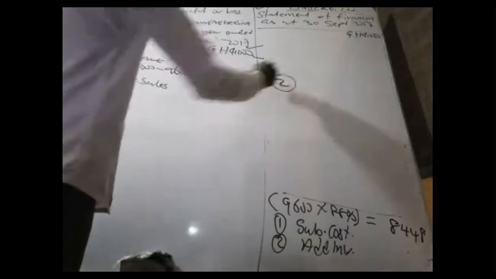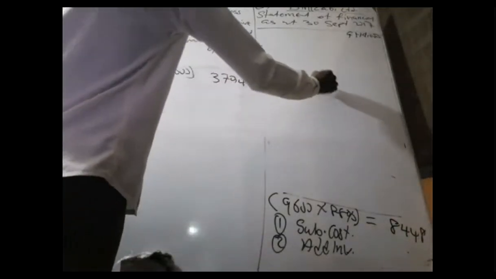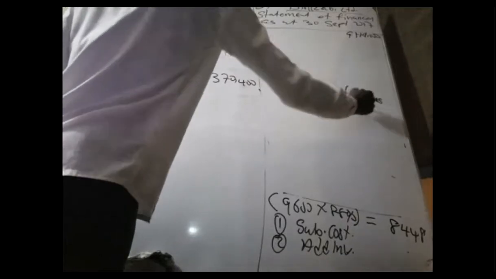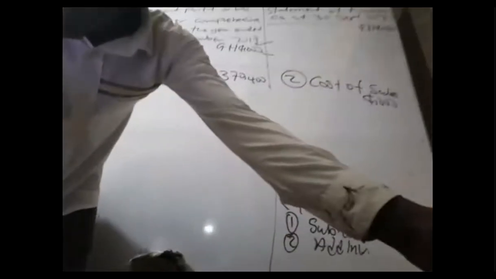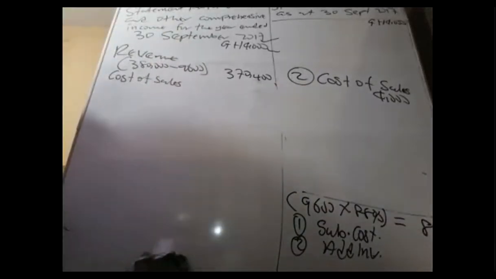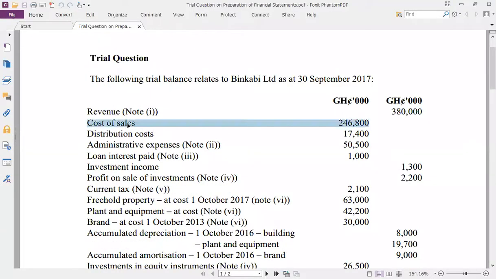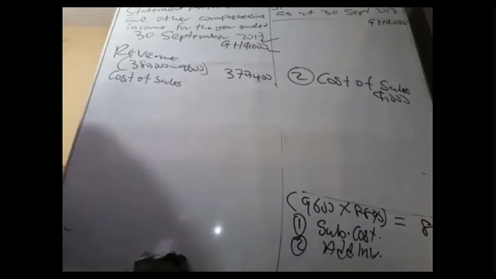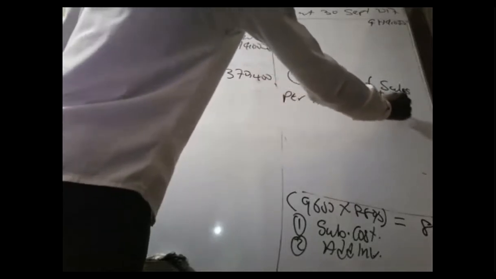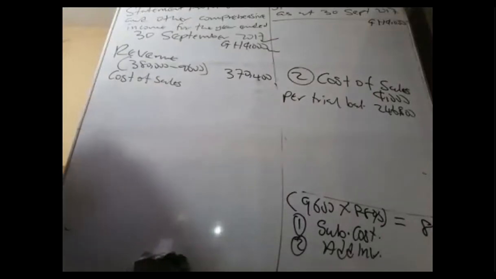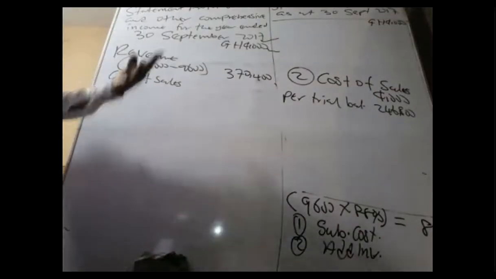So workings number two, third examiner, cost of sales calculation. Don't forget your three cells. First, check whether the trial balance is giving us cost of sales. Let's bring that one first. There's cost of sales here: 246,800. That is per trial balance. That's the cost of sales per trial balance. Agreed.